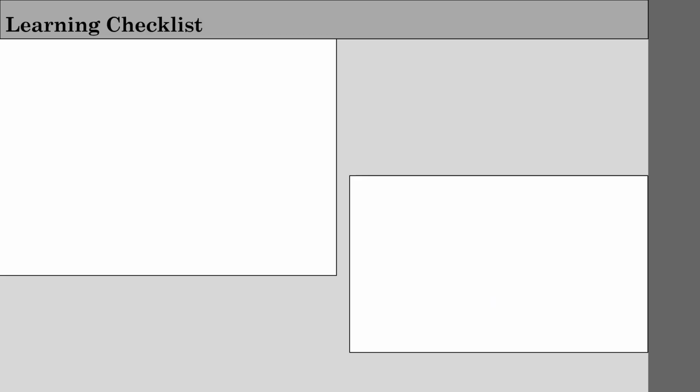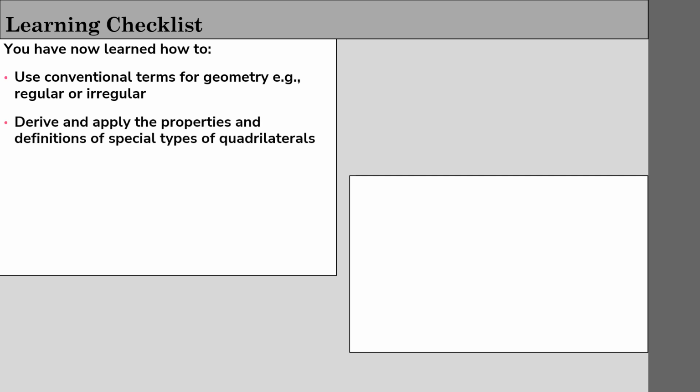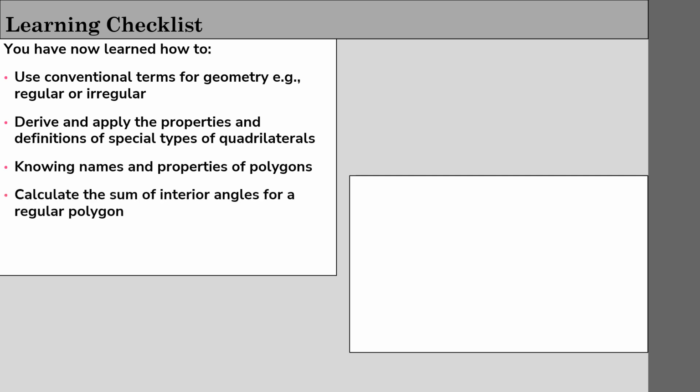So here is a learning checklist for all of you. You have now learned how to first use conventional terms of geometry, for example regular or irregular. Second, derive and apply the properties and definitions of special types of quadrilaterals. Knowing names and properties of polygons. Calculate the sum of the interior angles of a regular polygon, and calculate the sum of the interior angles for an irregular polygon.